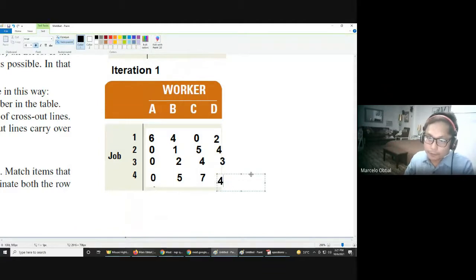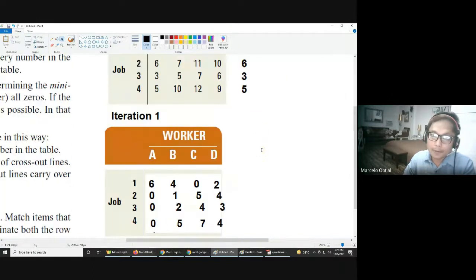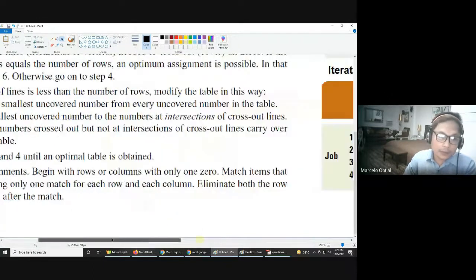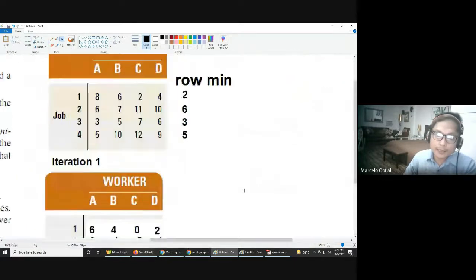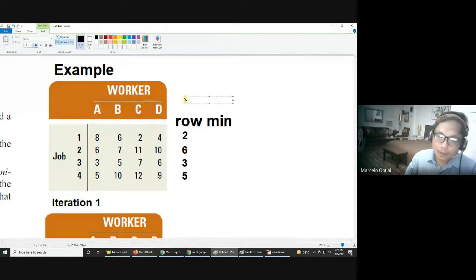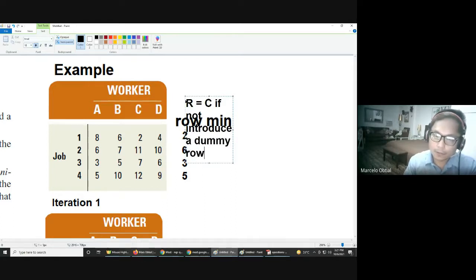Okay, any questions before we proceed with the second iteration? Okay. There's something missing from the book here, class. Because if you follow your book, you always check if the number of rows is equal to the number of columns. In this case, they're equal. If not, introduce a dummy row or column.